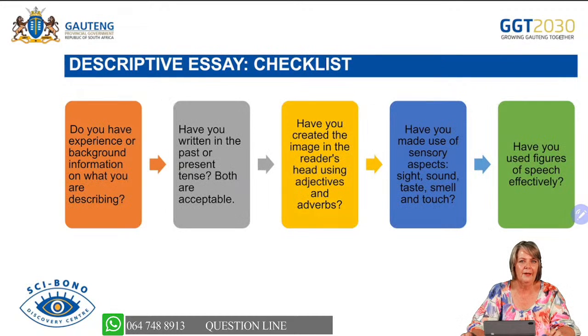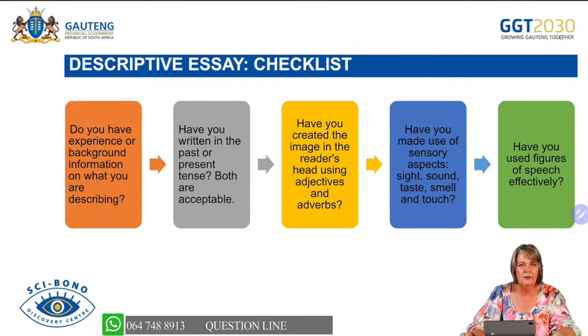Now let's take a look at the checklist for the descriptive essay. Do you have experience or background information on what you are describing? That is very important. Remember, your greatest tool is vocabulary. And if you don't have the right vocabulary, your essay is going to flop, unfortunately. So make sure that the topic that you have chosen, you have the vocabulary to describe.